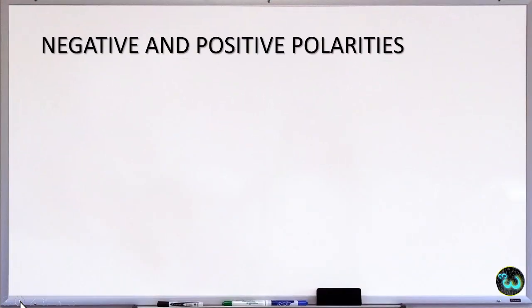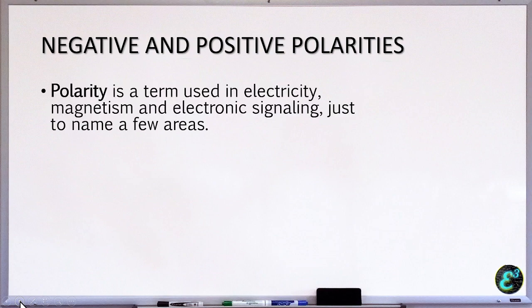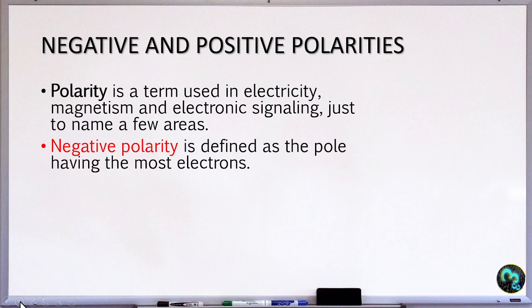Okay. So the first principle of electricity is polarity, the negative and positive polarity. Polarity is a term used in electricity and magnetism, just to name a few areas. Basically, polarity is just the side or the pole of magnets. So you have the negative and the positive polarity. Sa magnetism, that is north and south pole.